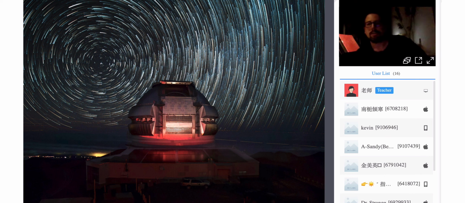So this is the telescope. We're just talking about the telescope here and how important it is.